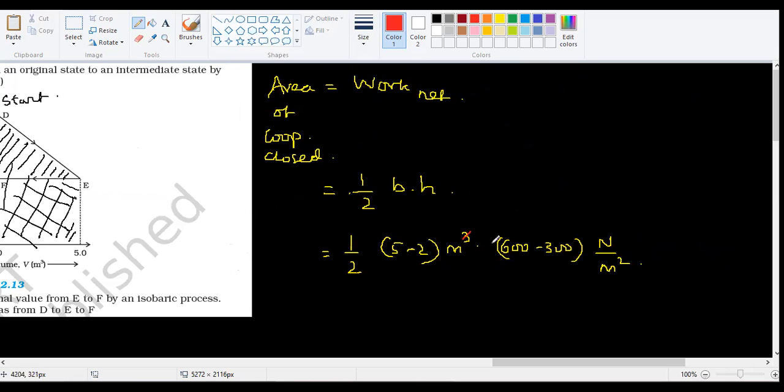So meter square and meter square will cancel. Newton meter is nothing but joule. So this will be 1/2 into 3 into 300. So 900 by 2, I think we get 450 joules.